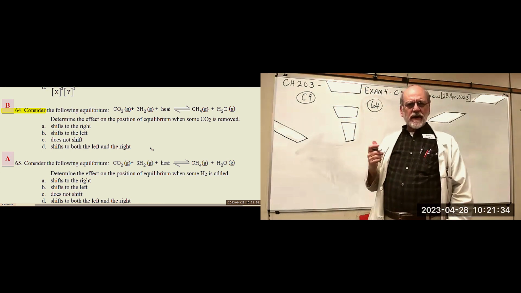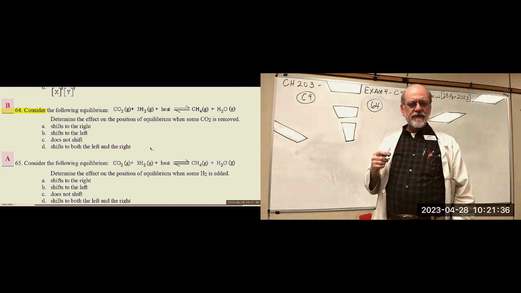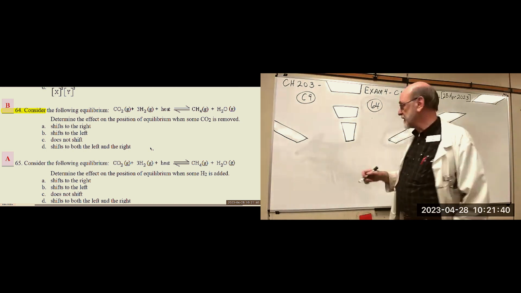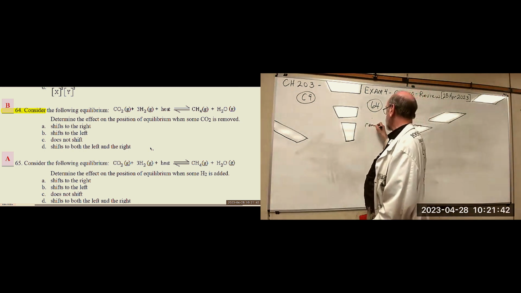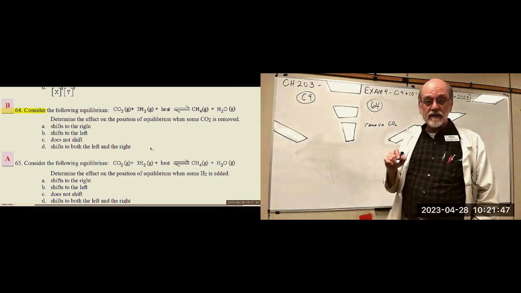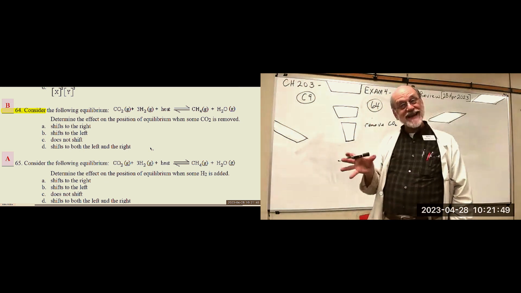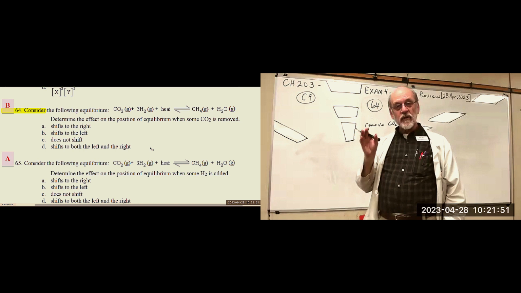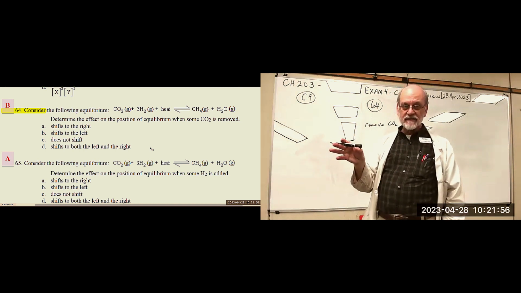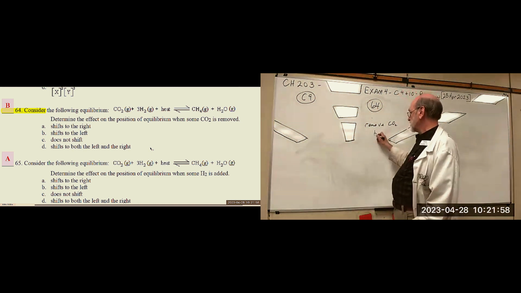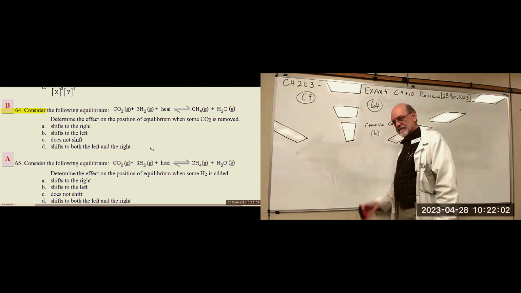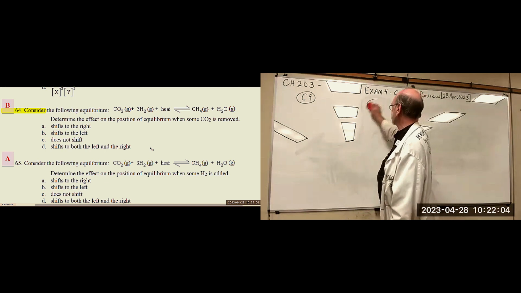Consider the following equilibrium. Determine the effect on the position of equilibrium when some CO2 is removed. So we're going to remove CO2. Which side is CO2 on? CO2 is a reactant. So if we remove the reactant, the reaction shifts to the left. Answer is B. That's easy. Too easy.